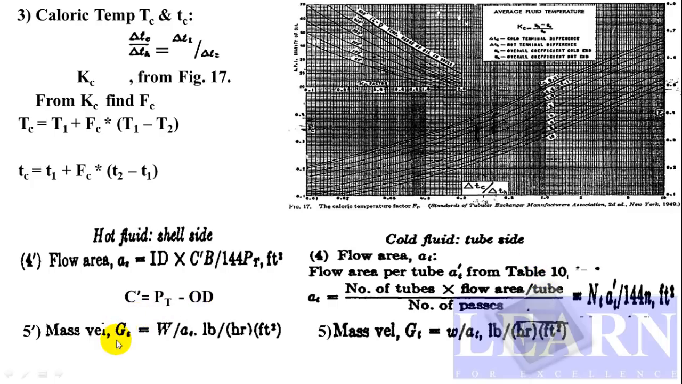Next is mass velocity. Fifth one is mass velocity. Mass velocity is nothing but the ratio of W divided by A. If it is a cold fluid, we are going to take the flow area from the cold fluid. If it is a hot fluid, we are going to take the flow area from the hot fluid, that is nothing but AS. Next is finding the Reynolds number.